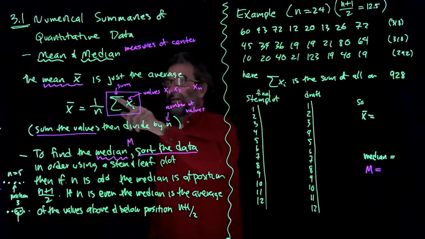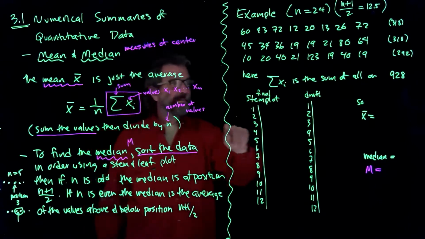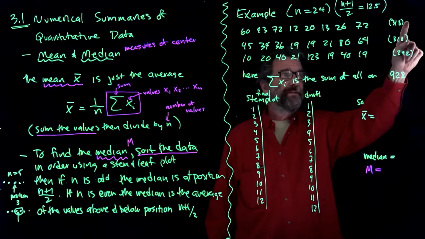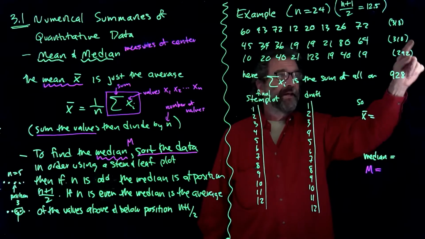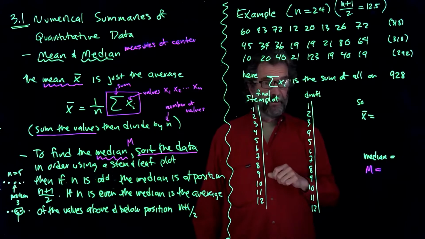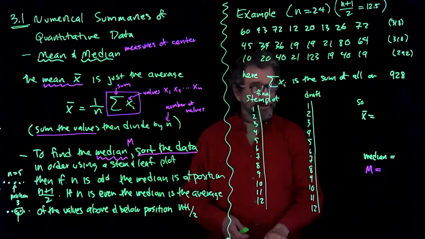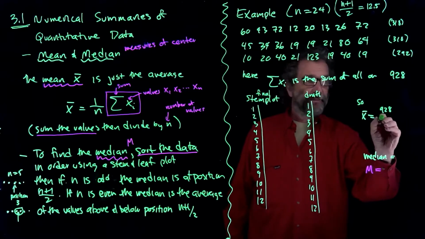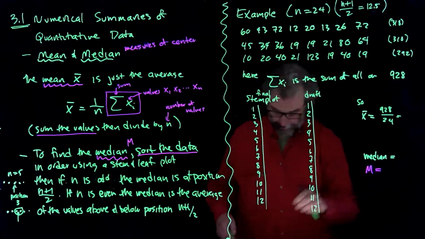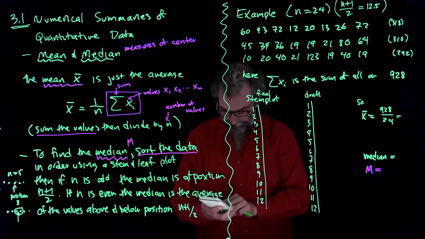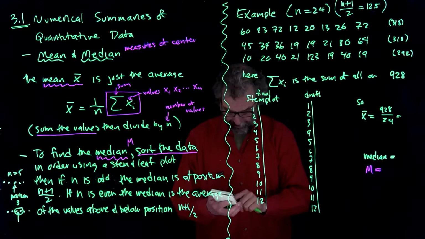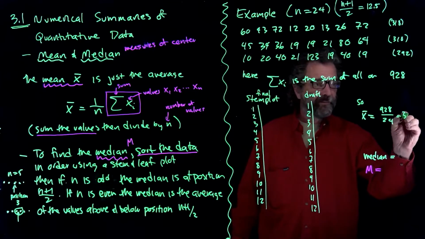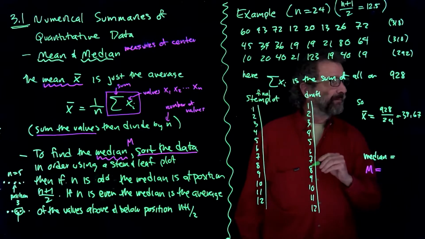If we want to find the mean, we have to sum the values and divide by n. I've summed them already to get 928. Here are the sums of each of these rows. That's how I did it, and I summed the sums to get 928. So I guess that means we can do x bar right now. x bar will be 928 divided by 24. 928 divided by 24 is 38.66. I'll write 38.67 like that.